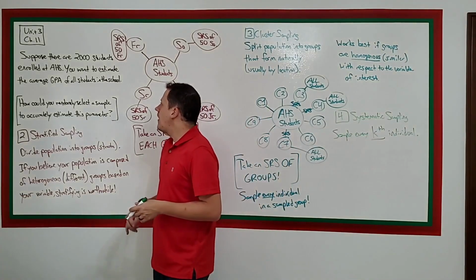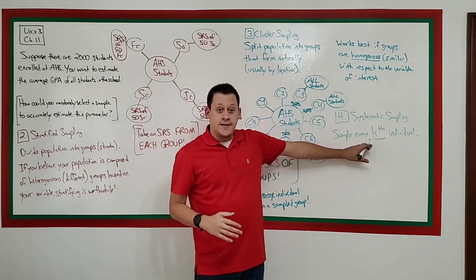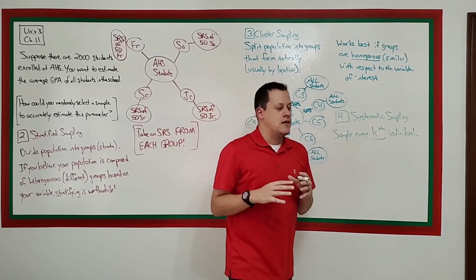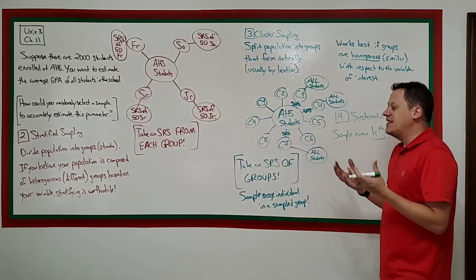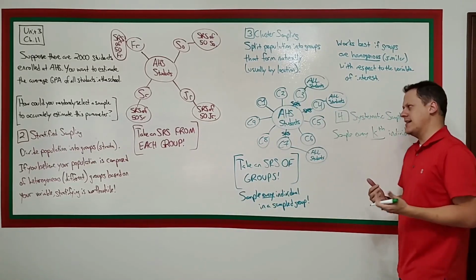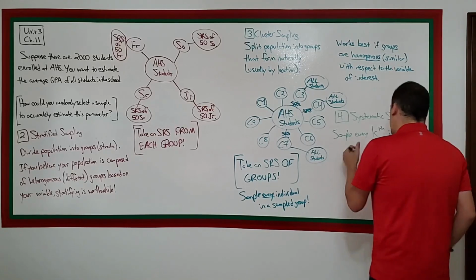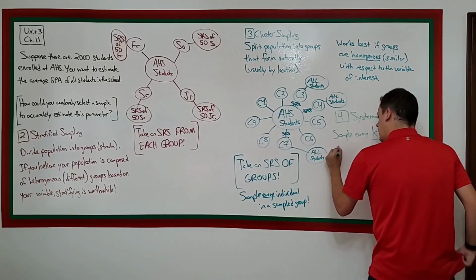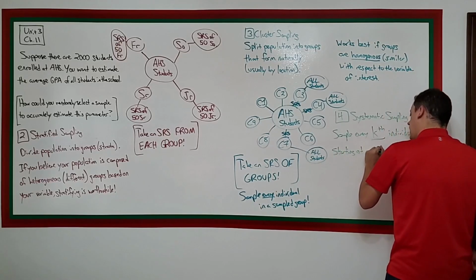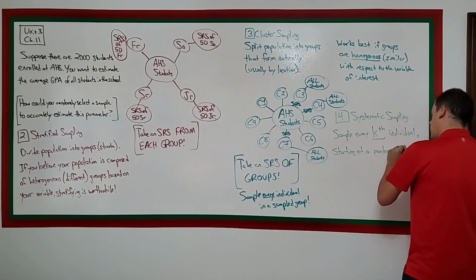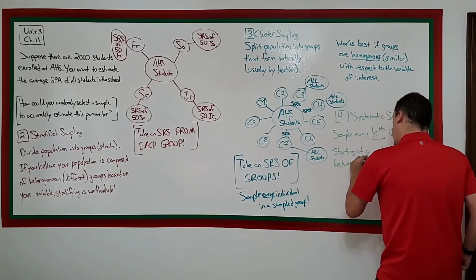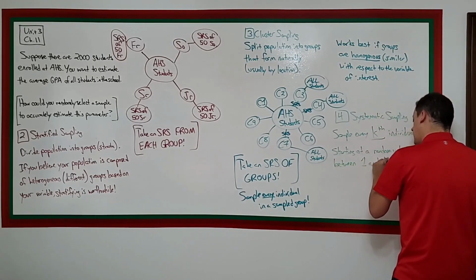Okay. But systematic sampling is great if you don't have a frame, and if your population is easily sampled because they're like all in the same place, or you do have that list. You sample every kth individual, starting at a random value between 1 and k.